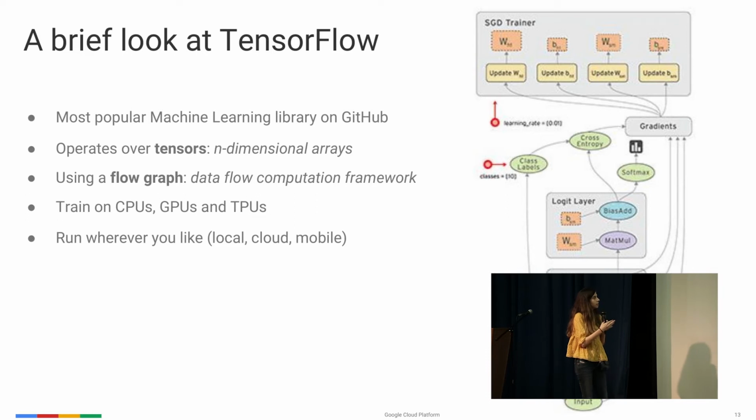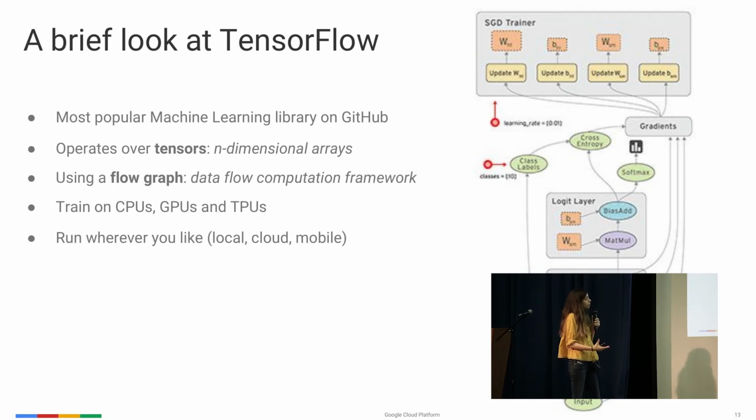But the idea with TensorFlow is that you get to create a graph. It's called the flow graph. And this flow graph operates over tensors. So tensors are n-dimensional arrays. I will not go into the details of TensorFlow because it's very exhaustive. There's a lot of information that you have to get over TensorFlow. But this is just an overview of what you can do when you want to train your own model.